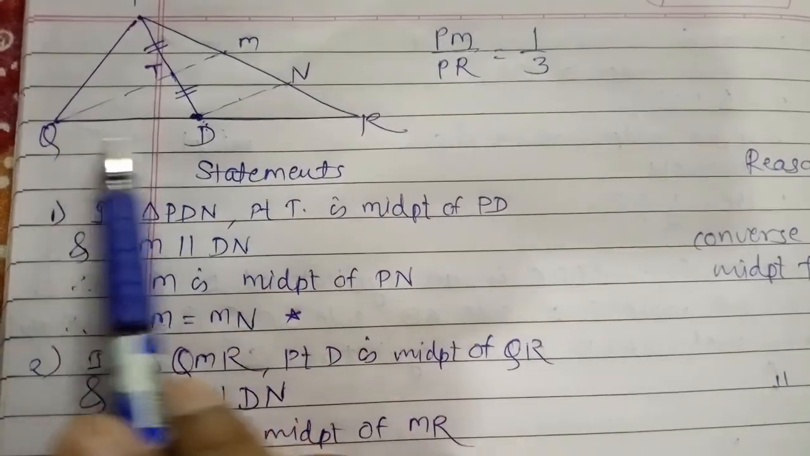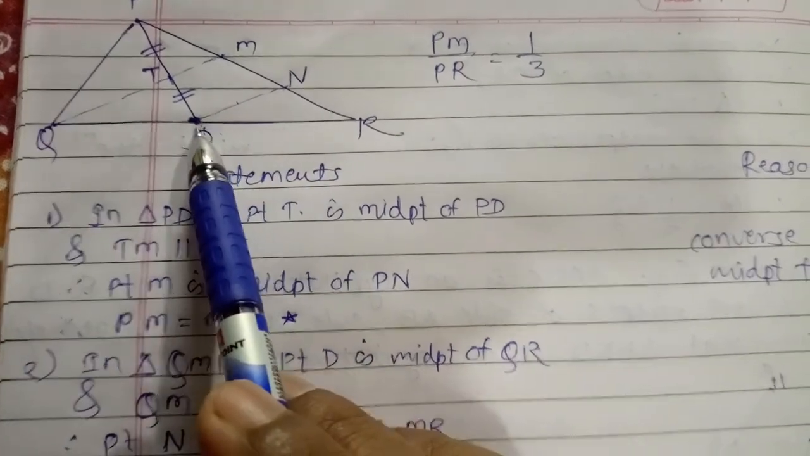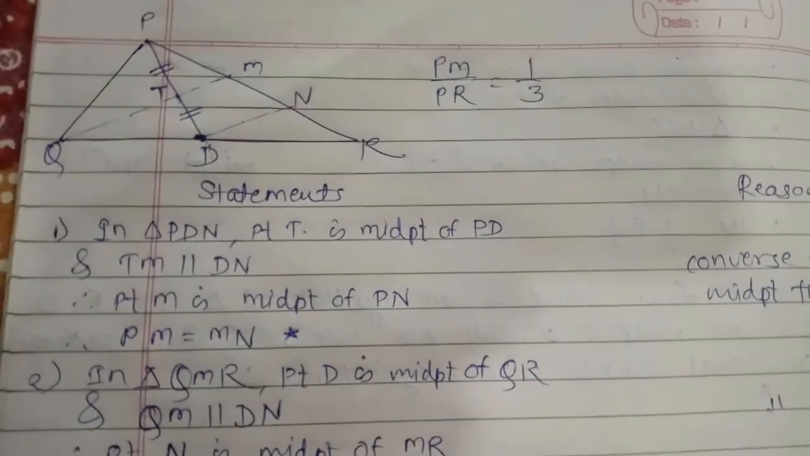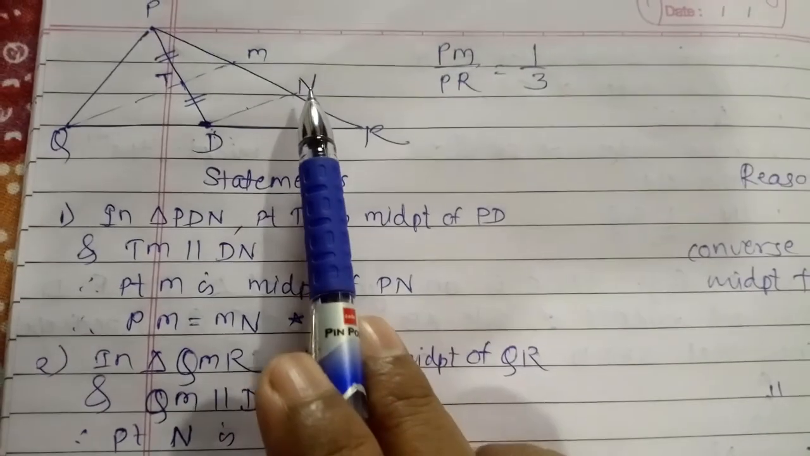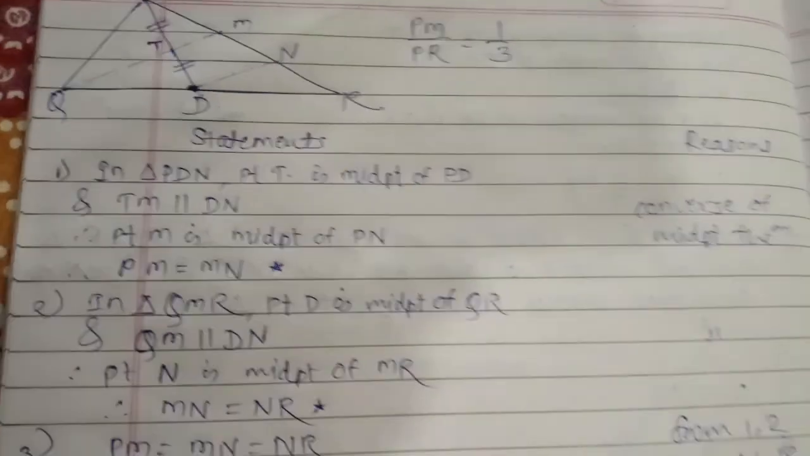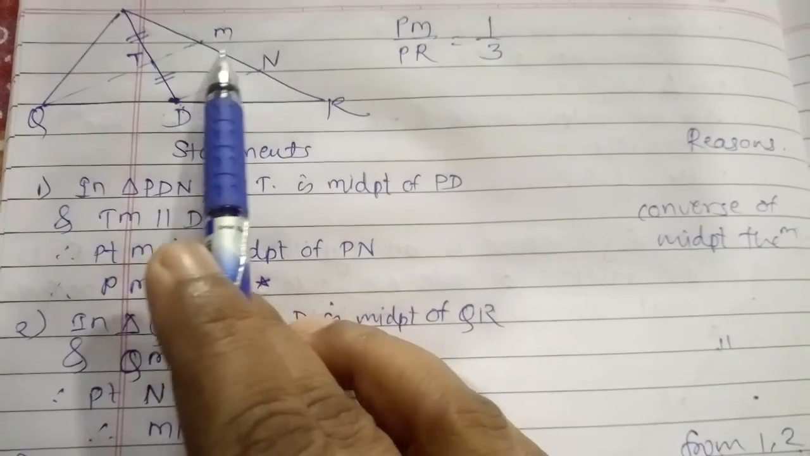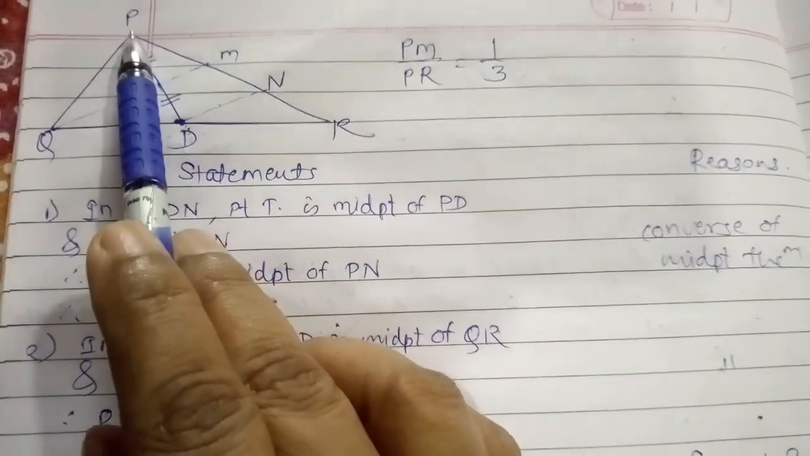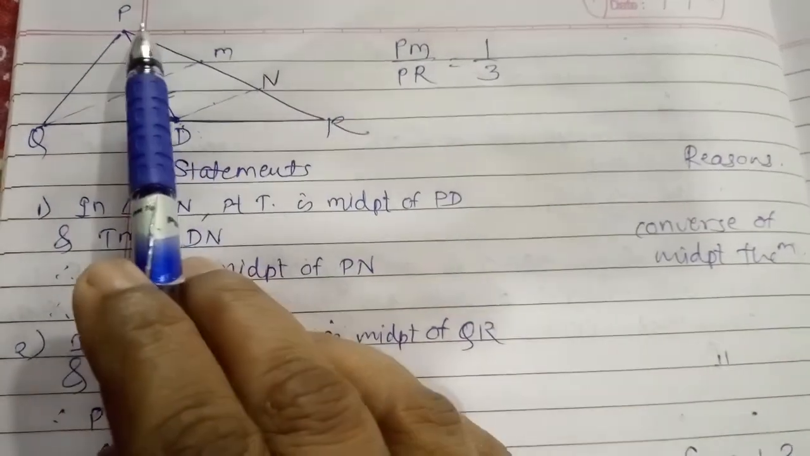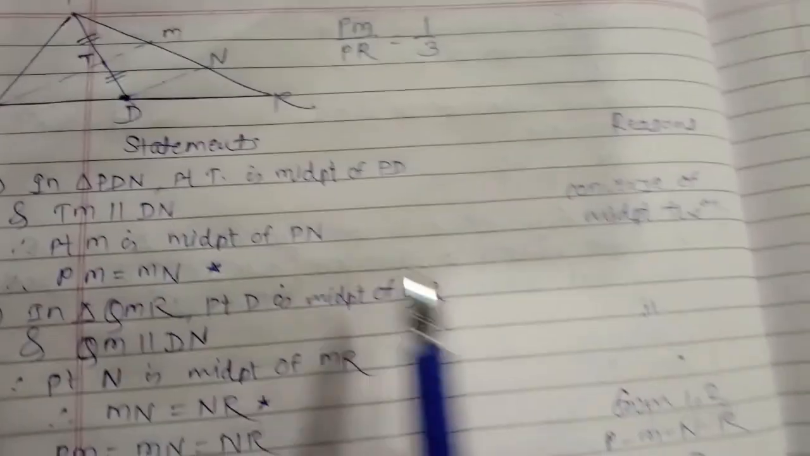See the triangle QMR. In this triangle we have D as the midpoint of QR, and DN is parallel to QM. And so N is the midpoint of MR according to the converse of the midpoint theorem. So point N is the midpoint of MR, and so MN is equal to NR. So we proved this one. In the previous statement we proved that PM is equal to MN, and in this statement we proved that MN is equal to NR. Means all these parts are the same, that is PM is equal to MN is equal to NR.